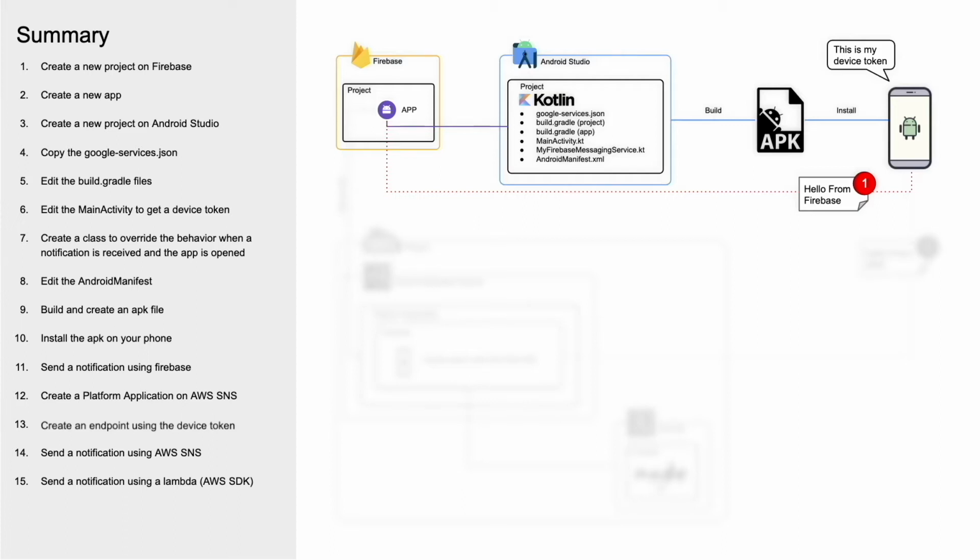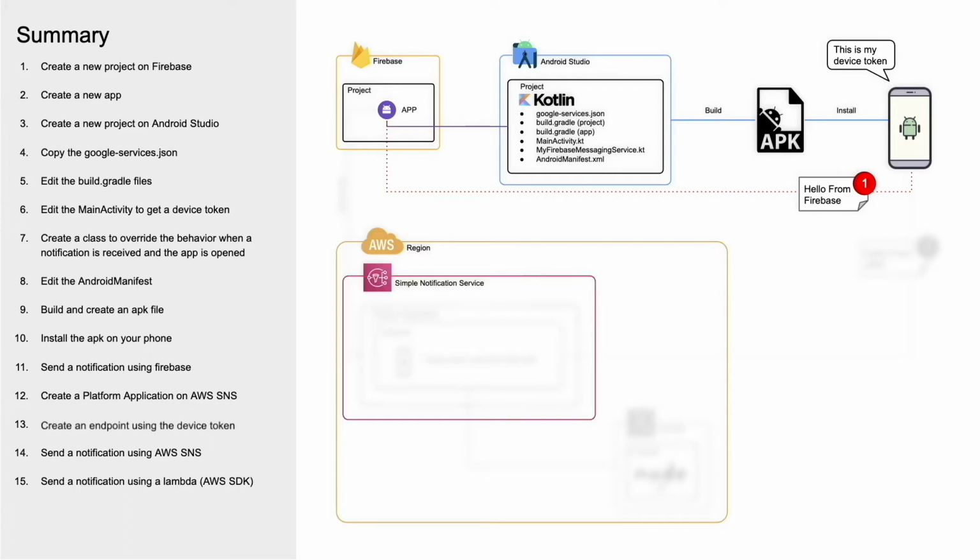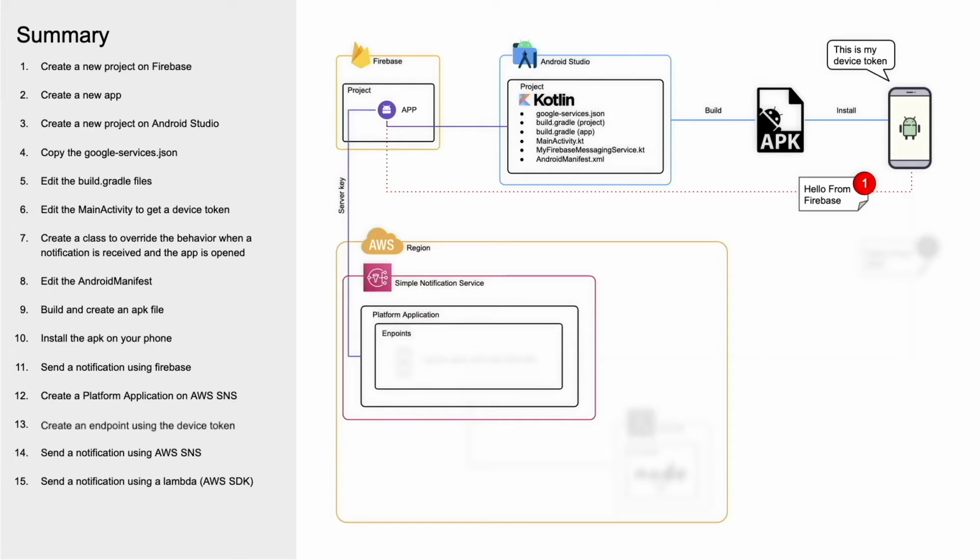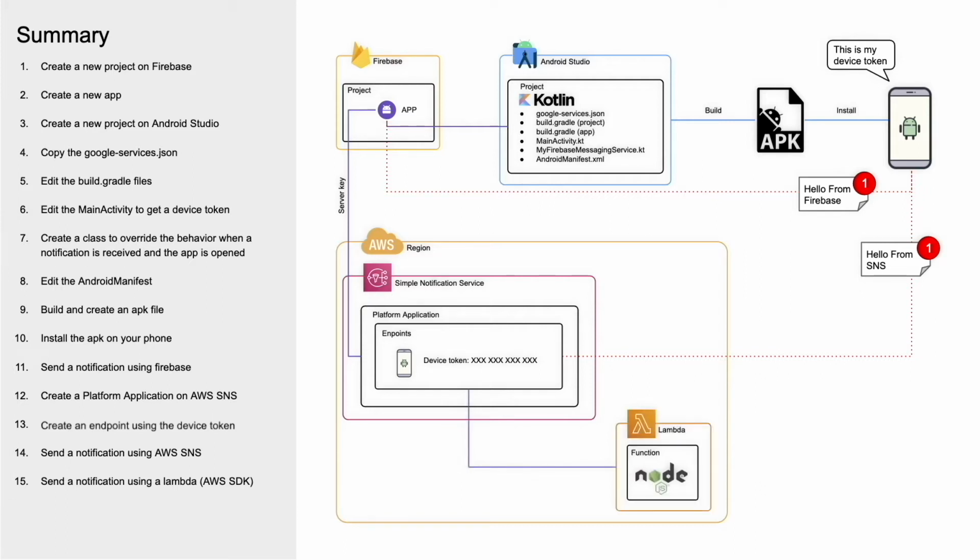Here is when we have to get our hands on the AWS console, specifically on Simple Notification Service or SNS, where we have to create a platform application using the secret key from Firebase and an endpoint using the device token. We're gonna send a push notification from SNS using that configuration, and finally we're gonna use a Lambda function with Node.js to publish a message and get a notification.